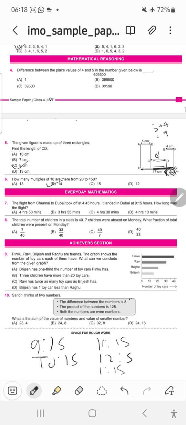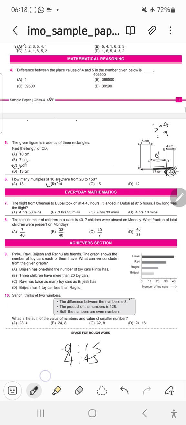No, actually, the time is given. Sorry, some misunderstanding in this question. 4:45 hours means it left in the early morning, and it landed at 9:15. So we have 9:15, and we subtract 4:45 from 9:15. So there is a 15 and there is a 45.